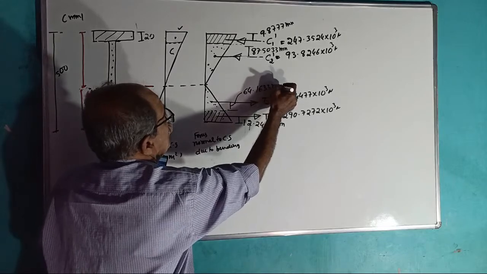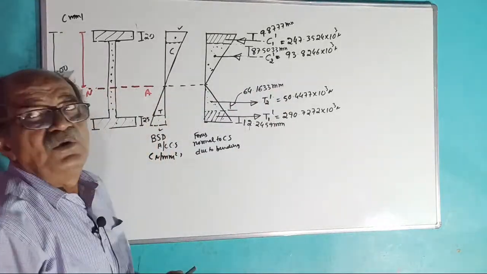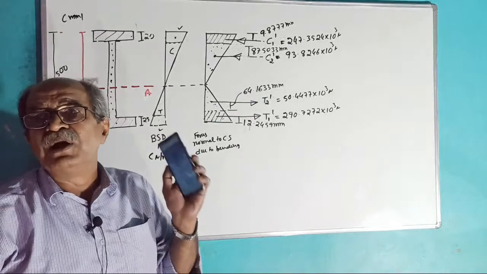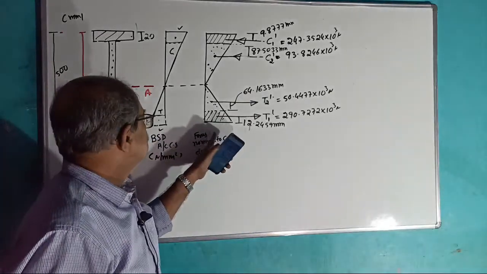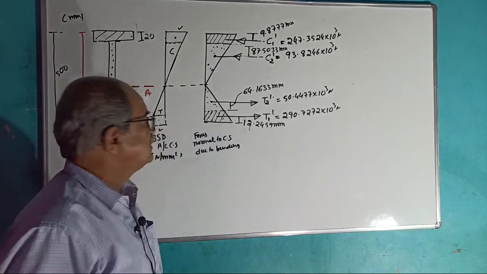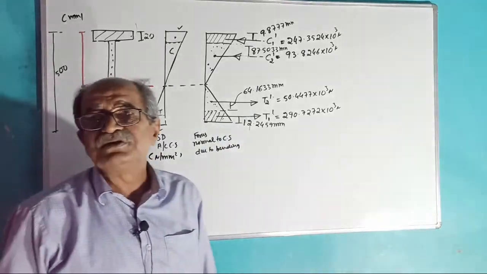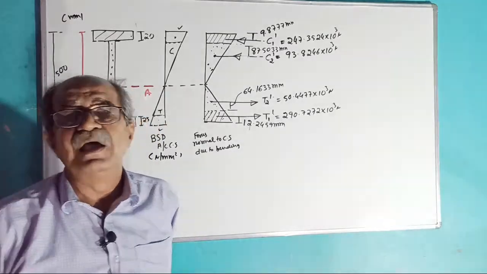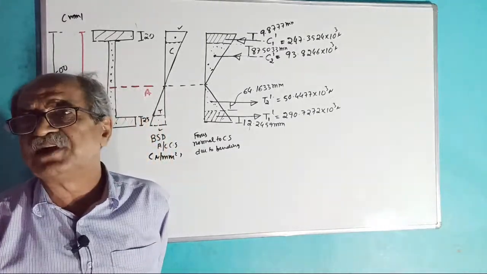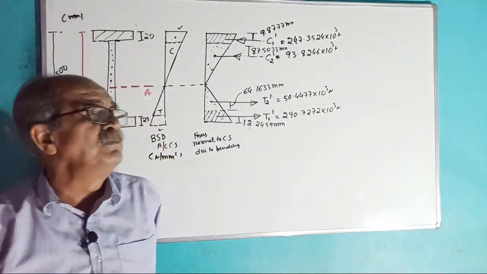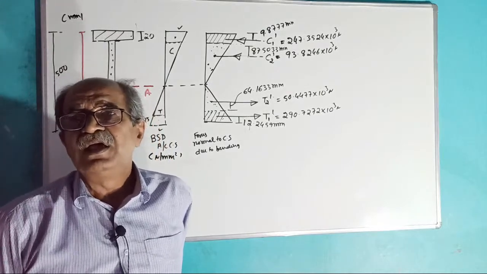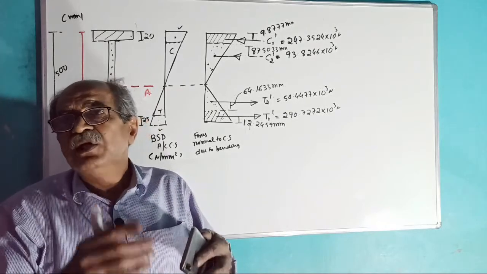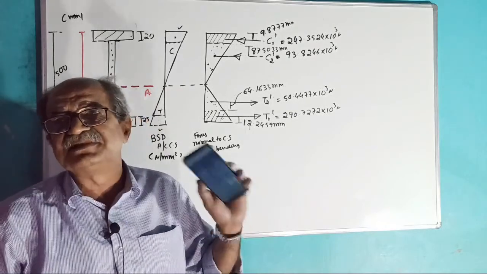64.1633 millimeter. Okay. These are the forces normal to the cross section because of bending. Force equal to average stress into area. In general language, force equals stress into area. If stress is uniform, or if stress is varying, force equals average stress into the area of the cross section normal to which the stress is acting.